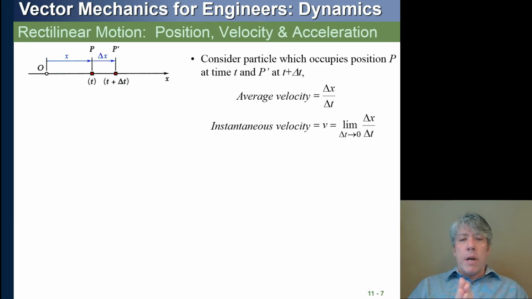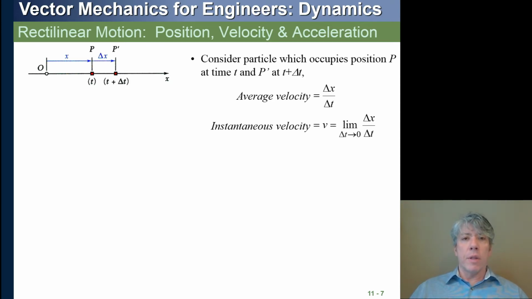Now, what about a particle that is in one position at one time, we'll call that position P, and another position P prime at some later time? Well, then we could talk about the average velocity of that particle, because we would know the distance it's moved over, its change in position, and we would know how much time has elapsed, delta t. And so the so-called average velocity would be delta x divided by delta t.